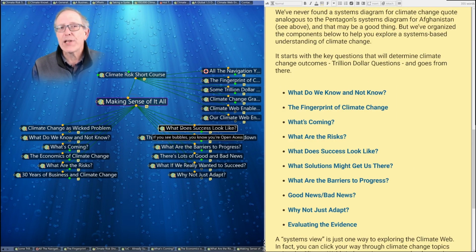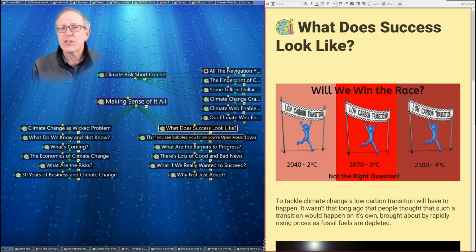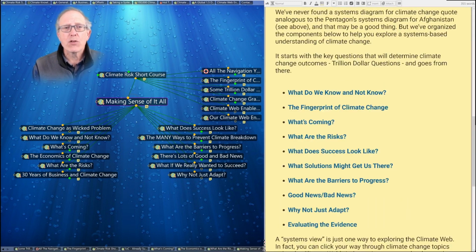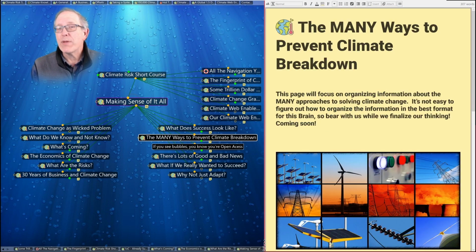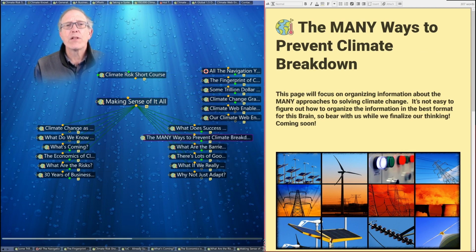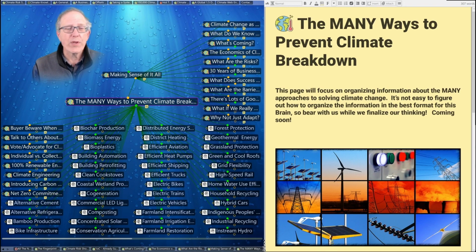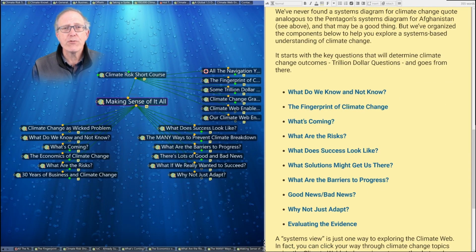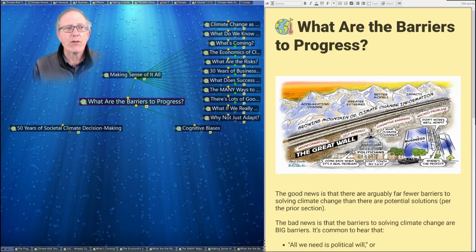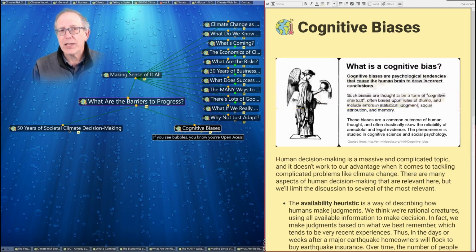What does success look like, which gets into what would a low carbon transition actually look like? What are the many ways that we might prevent climate breakdown, which gets into the very large topic of climate change solutions. And you can just see lots of the solutions here with links to Project Drawdown pages, for example. So a large source of information on the solution side. What are the barriers to progress? A critical topic in thinking about climate change, including psychological barriers and cognitive biases.